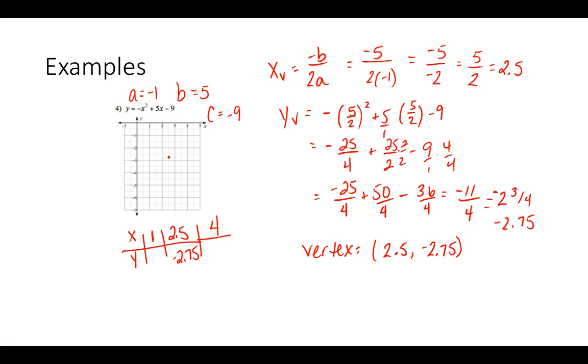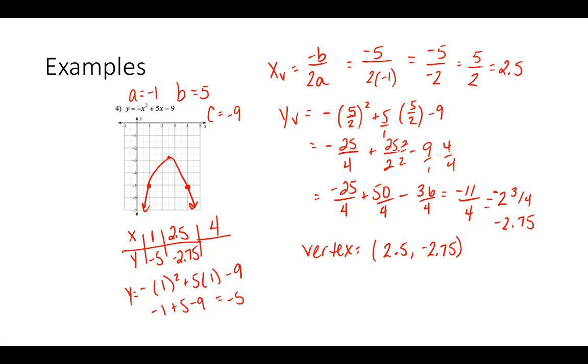So for the y-coordinate here, if I plug in a 1, here this is going to be 1 squared, which is 1. Oops, I lost my equals. So it's -1 plus 5 minus 9. So this will be 4 minus 9, which will be -5. So at 1, I'm at -5. And then again, it's symmetrical. So I could plug 4 in, or I could just reflect this over to get my remaining point.